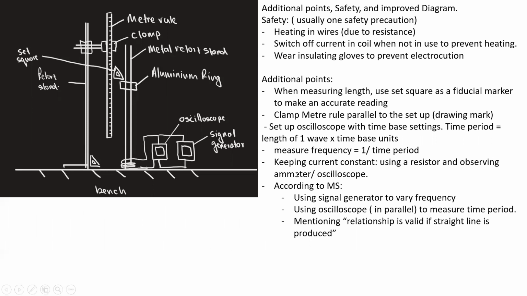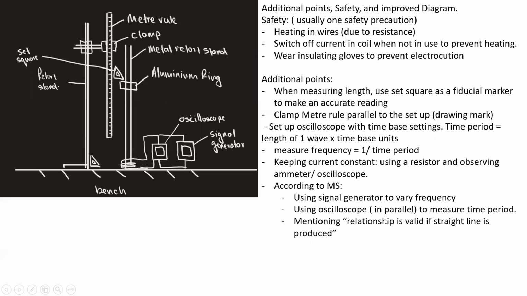But I wouldn't use an ammeter in this case because it's an alternating current. It would be difficult to keep note of the dial as it moves. It might move too fast. So it's useful to use an oscilloscope so you can observe the graph and the peak value of the graphs. According to the mark scheme, using a signal generator to vary frequency, as long as you mention it in your answer, you get additional points. Using an oscilloscope in parallel to measure the time period, you get another additional point.